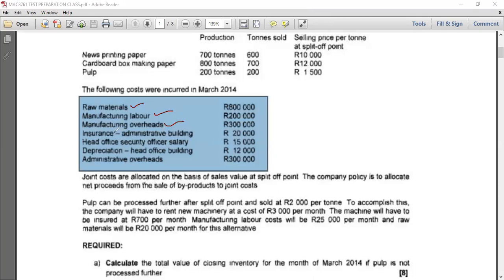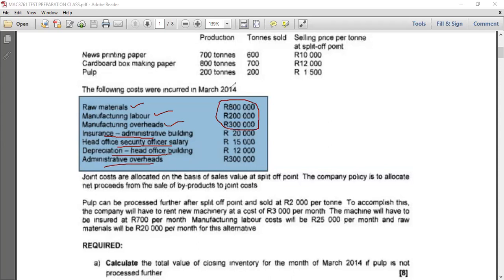We don't include the insurance of administration building. It has nothing to do with the production. Head office, security officer salary, depreciation of head office building, administration overheads. We don't include them. They have nothing to do with the production. But if it was, for example, depreciation of the factory, then we're going to include it. Right, so include only these first three. Those are the joint production process costs.